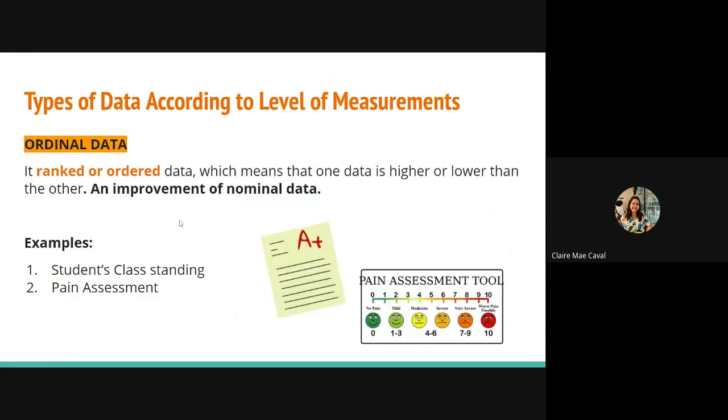So let's go back to ordinal data. This is an improvement of nominal data. Examples are students' class standing, like 5 for excellent, 4 very good, 3 good, 2 fair, and 1 poor. We've encountered this when we were in grade school and high school in our student cards. Also, pain assessment is an example of ordinal data. When your doctor asks you to rate how painful it is: 0, no pain; 1, moderately painful; 2, severely painful; and 3, very painful. So again, these are examples of ordinal data.